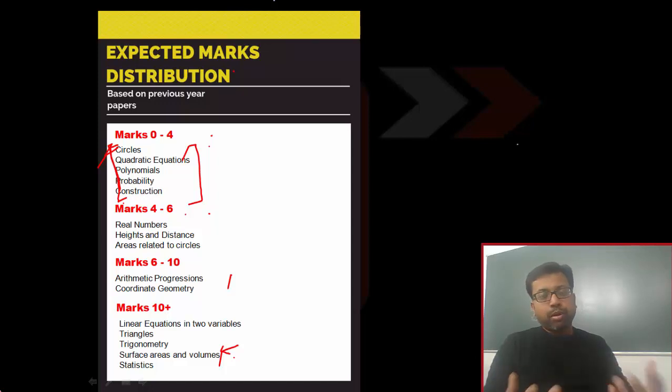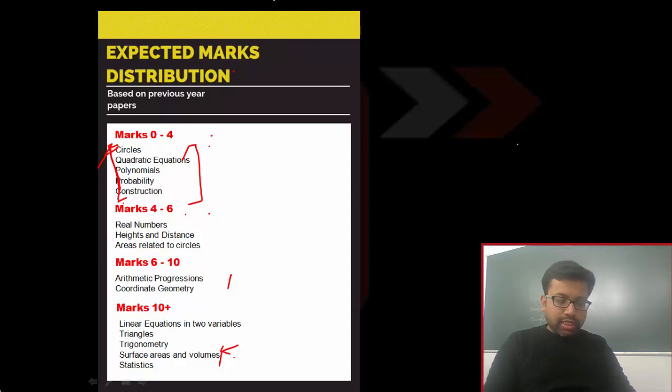Statistics, again, if you remember the formulas and just solve a few NCERT questions and some previous year questions, you would be good to score the entire section. So statistics is a very easy chapter, provided you know the formulas and how to apply them, because the calculations will not be very difficult, but again, you need to be thorough with the formulas.